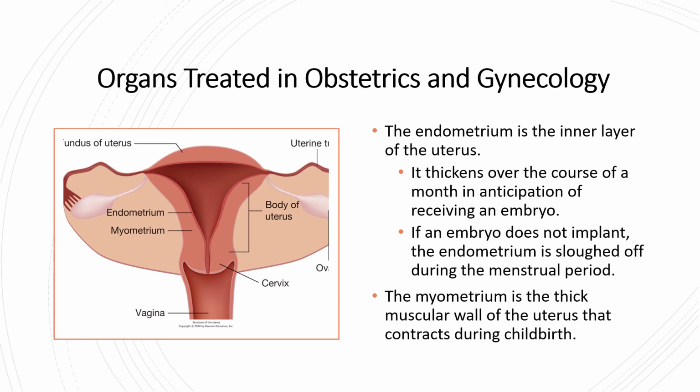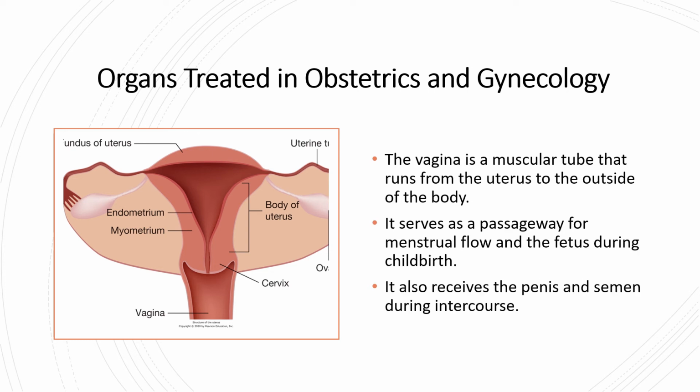The inner layer of the uterus is called the endometrium, and it thickens over the course of a month, basically in anticipation of receiving an embryo. However, if an embryo does not get implanted, then the endometrium is sloughed off every month during the menstrual period, also called just the period or menstruation. The myometrium is the thick muscular wall of the uterus that ends up contracting during childbirth.